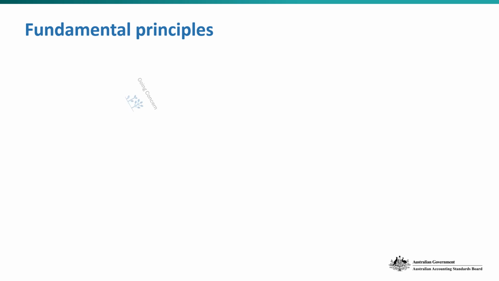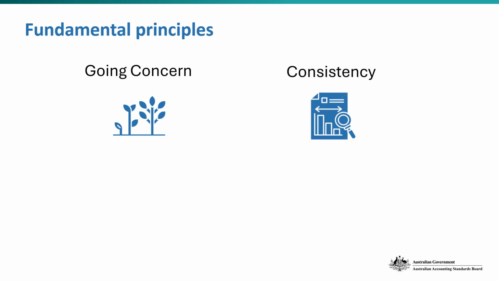One of the most important is the going concern assumption. When preparing financial statements, management must assess whether the entity can continue operating for at least the foreseeable future, typically at least 12 months after the reporting date. Another key principle is consistency, applying the same accounting methods from period to period so that the presentation and classification of items remains consistent unless there is a valid reason to change.